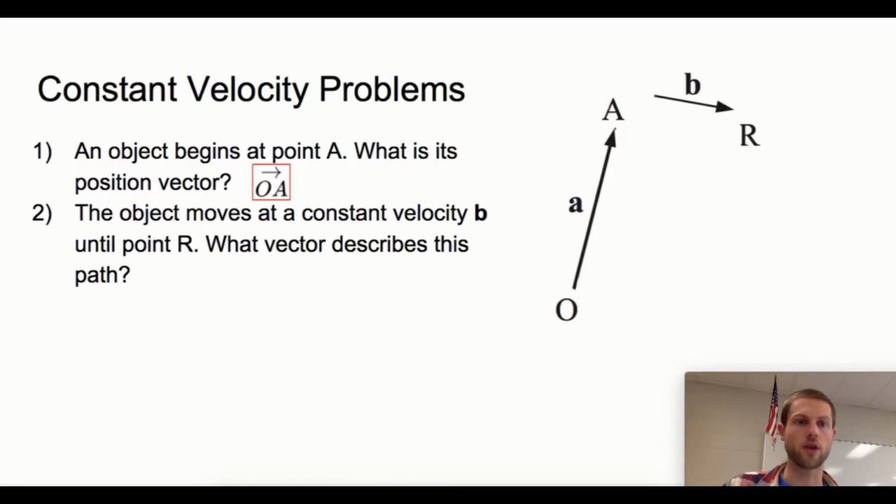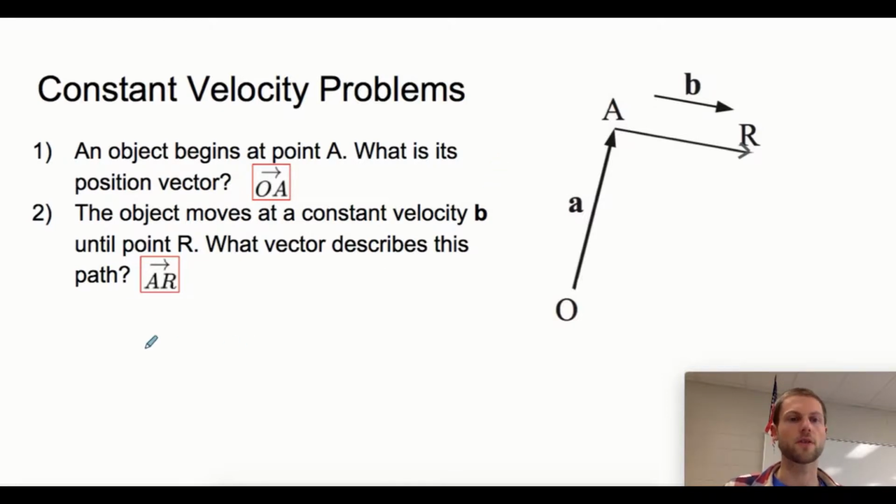The next thing I want you to try to do is think about this object at point A moving at a constant velocity b. So every second, or every interval of time, we're moving b units away, or a vector b away, from this point until we hit point R. So what vector would describe this path from A to R? Go ahead and draw that in and see if you match up with what I get.